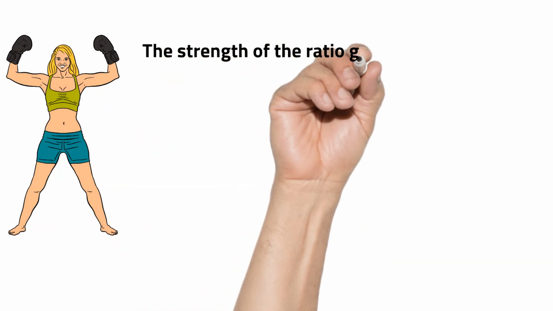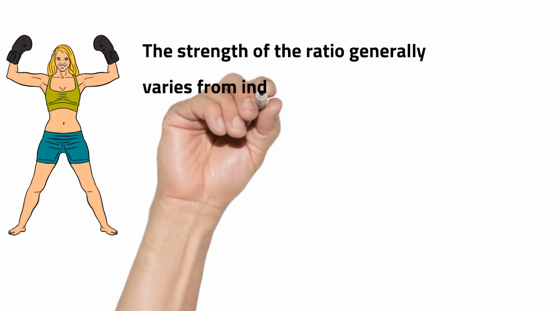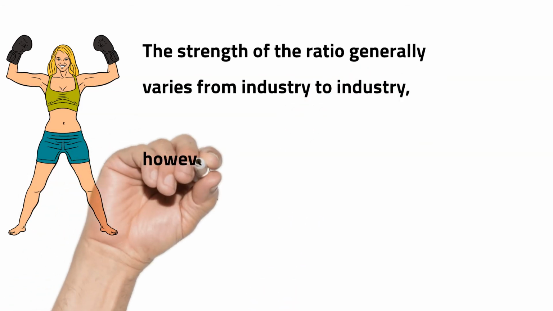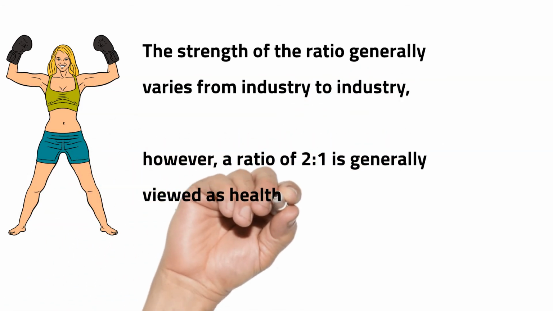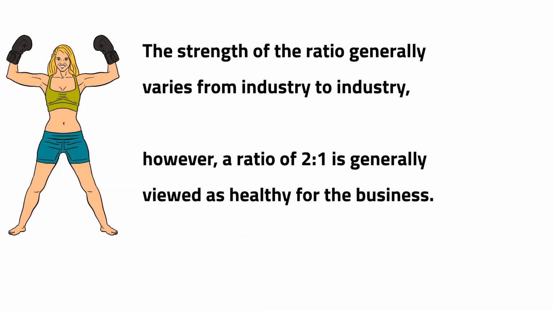The strength of the ratio generally varies from industry to industry. However, a ratio of 2:1 is generally viewed as healthy for the business.